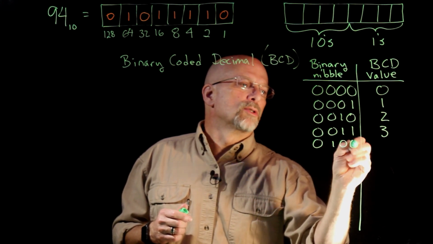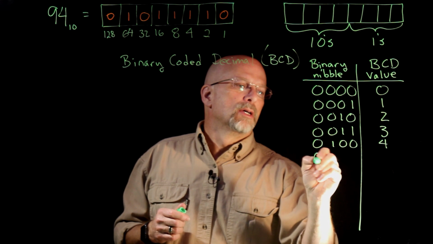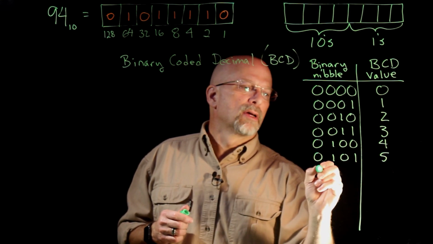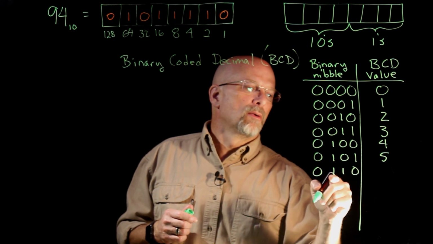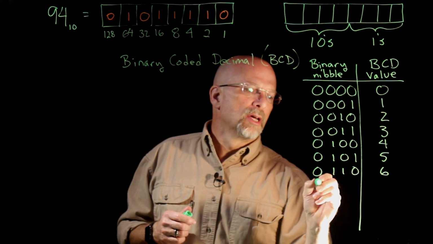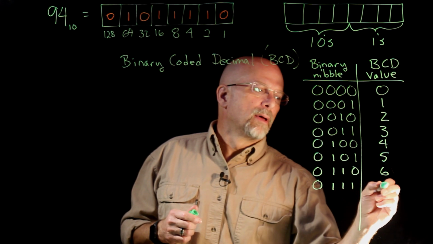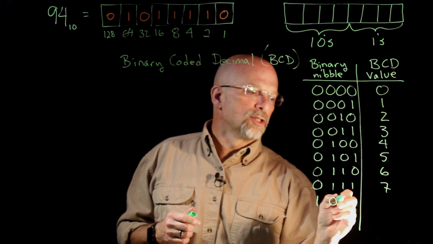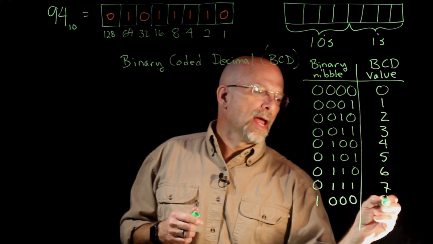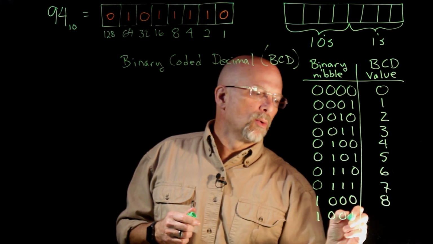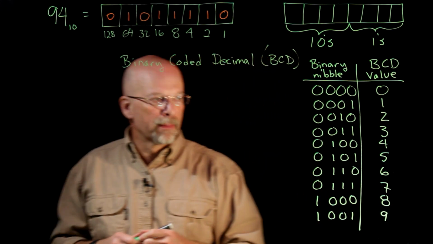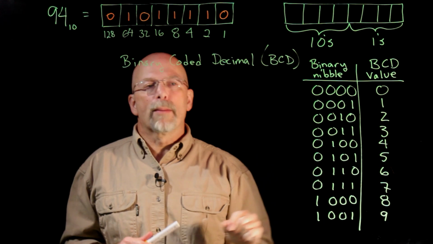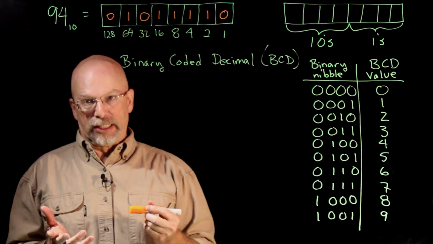0, 1, 0, 0, that's 4. 0, 1, 0, 1, 4 plus 1, that's 5. 0, 1, 1, 0, 4 plus 2, that's 6. 0, 1, 1, 1, 4 plus 2 plus 1 is 7. And then we have 1, 0, 0, 0, which is our 8. And then 1, 0, 0, 1, that's our 9. And so this gives us the nibbles that are required in order to represent each one of the decimal digits.